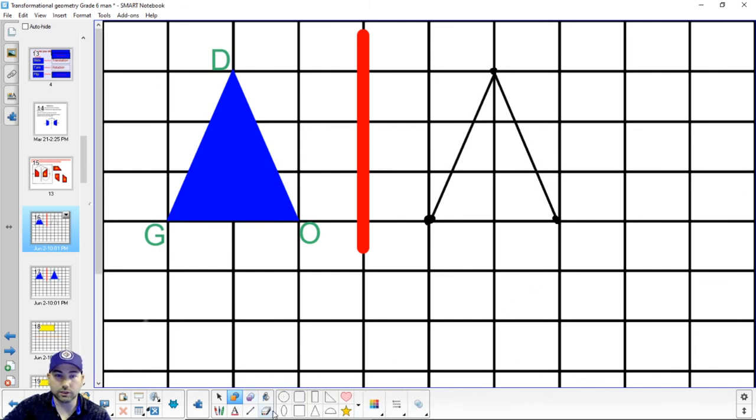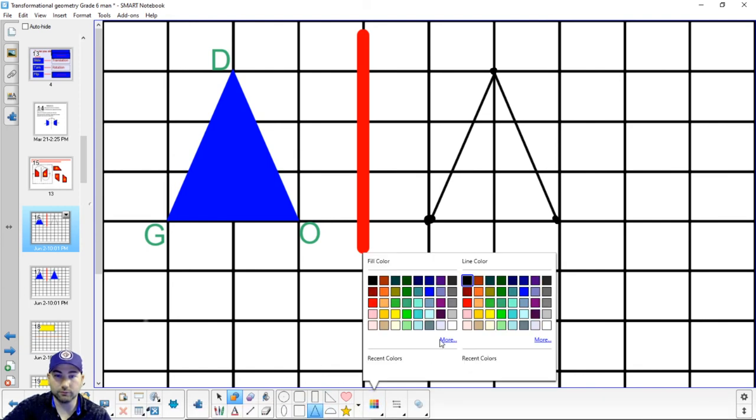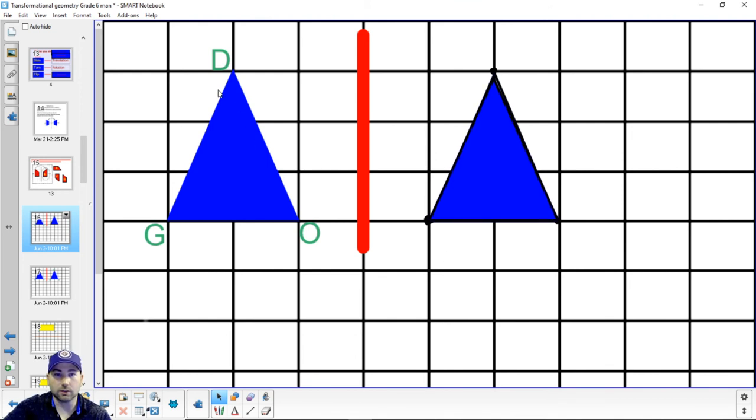Actually, I should have just done a shape. Fill it in with blue, just like this one. So there you go, there's our triangle. And our vertexes are labeled D, G, O. Now that's important, that we understand which ones become which.